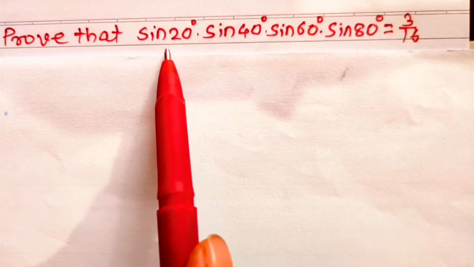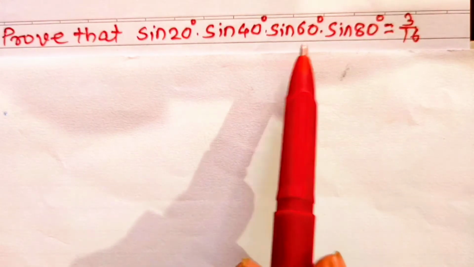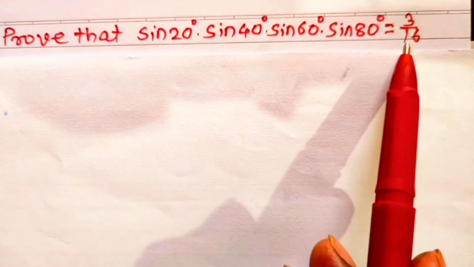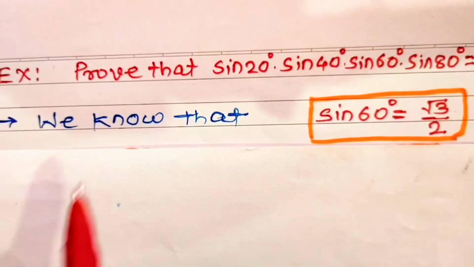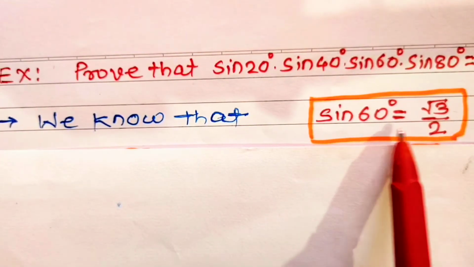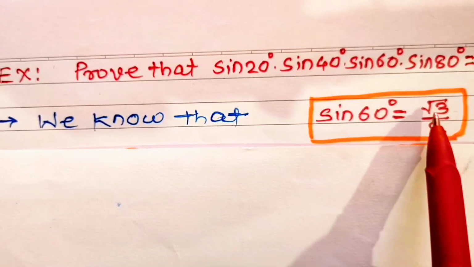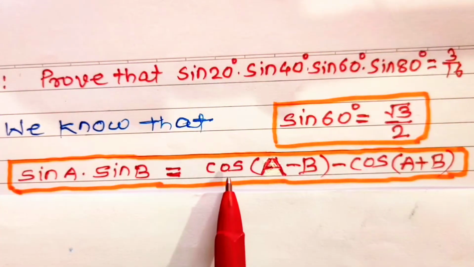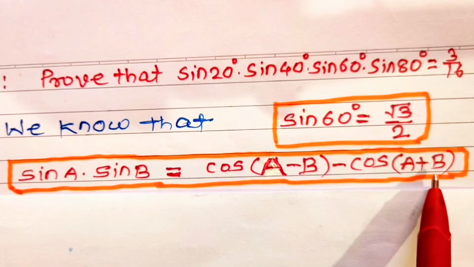Prove that sine of 20 degree into sine of 40 degree into sine of 60 degree into sine of 80 degree is equal to 3 upon 16. So to prove this statement, we know that sine of 60 degree is equal to root 3 upon 2. You can replace this by this value, root 3 upon 2, and then apply this formula: sine A into sine B is equal to cos of A minus B minus cos of A plus B.